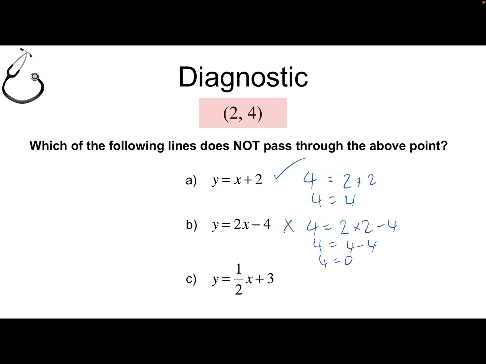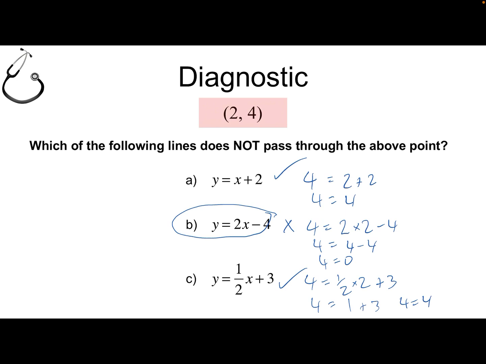Let's just check the other one to make sure we haven't made any mistakes. Okay, so again, y is 4, x is 2, 4 equals 1 plus 3, so 4 equals 4, yeah, it does pass through that point. So there is the answer. That is the line that does not pass through the point 2, 4.